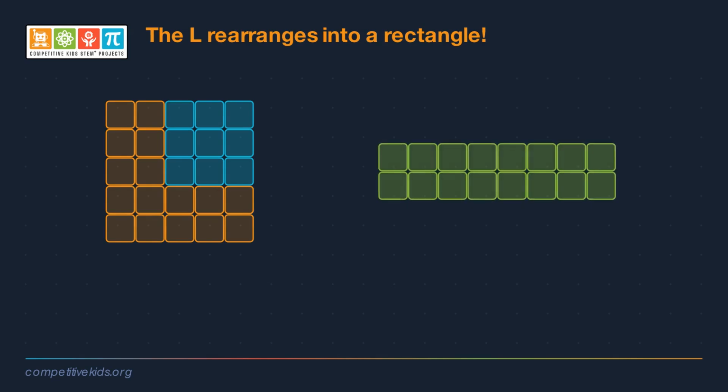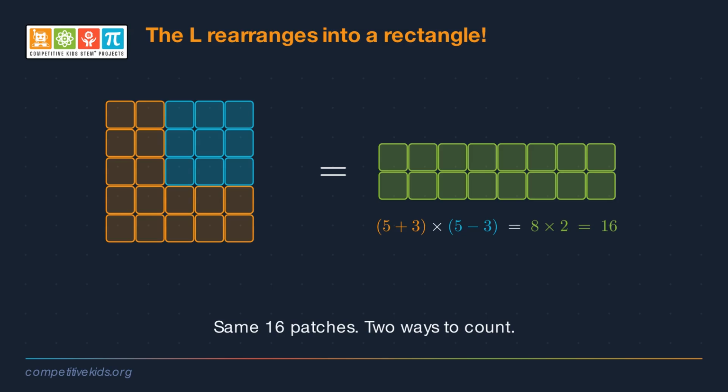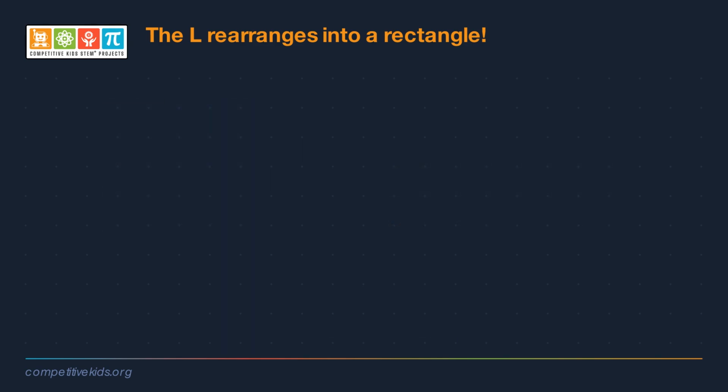Here's the trick. That L shape is the same as an 8x2 rectangle. The long side of the L is 5 plus 3, which is 8. The short side is 5 minus 3, which is 2. 8 times 2 equals 16. Same 16 patches. Two different ways to count.